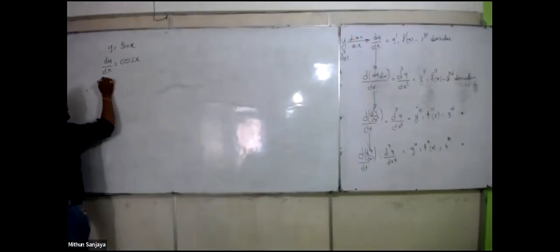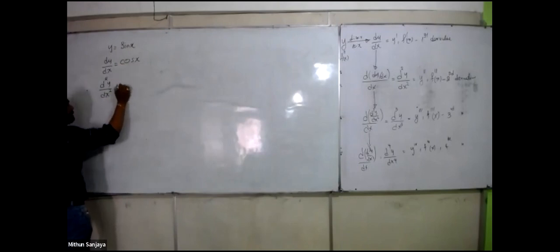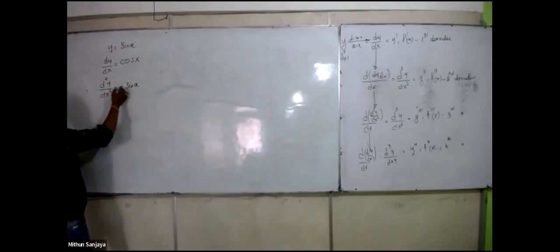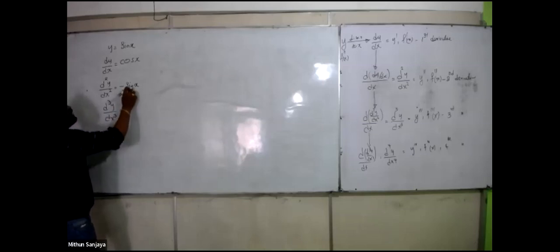Then the second derivative, d squared y over dx squared, is the differentiation of cos x, which is minus sin x. This function can always be differentiated again. The third derivative, d cubed y over dx cubed: minus sin x differentiates to minus cos x.